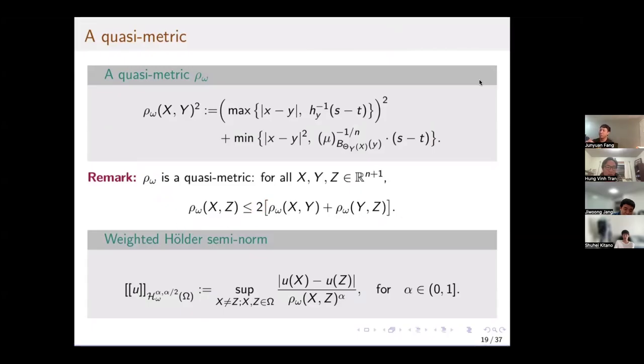Based on this quasi-metric, we define the weighted Hölder seminorm. It's just the same as before, the classical one, but we replace this distance by the quasi-metric. Once we have this one, we can prove the C alpha estimate.